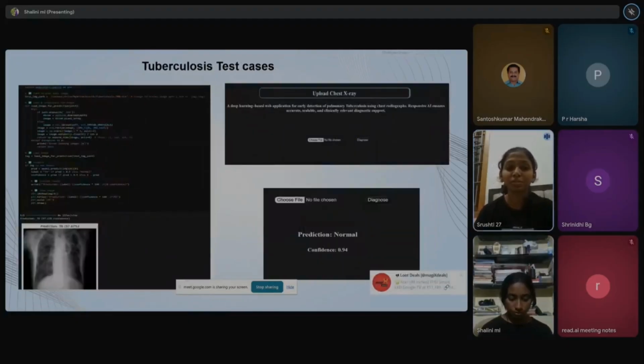This is the tuberculosis test case. This is the image of the tuberculosis test case. Here the prediction is normal with the confidence level 0.94. Here there is no positive in the patient. So here the patient is normal with the confidence 0.94. Next will be explained by Srinidhi.